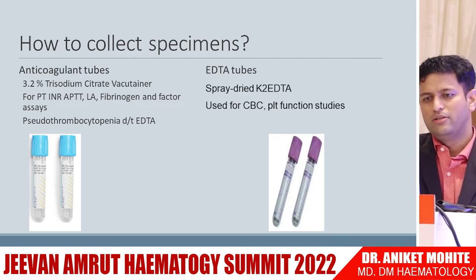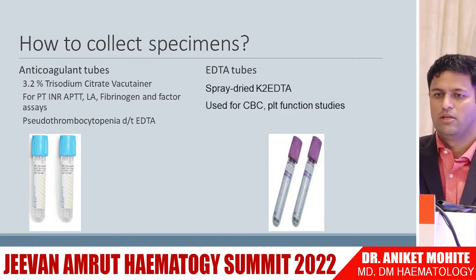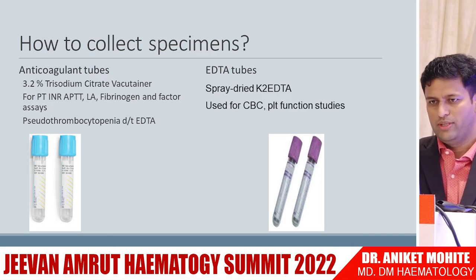So APTT, this is a blue top container. CBC, we commonly send in a purple top container. In the same, we can send platelet function studies. In the APTT, we can send PT/INR, APTT, lupus anticoagulant. Fibrinogen level can also be calibrated from the same, as well as factor assays. For factor assays, you require larger volumes, so you require 2 to 3 tubes of PT/INR.